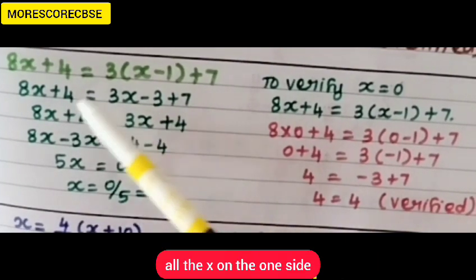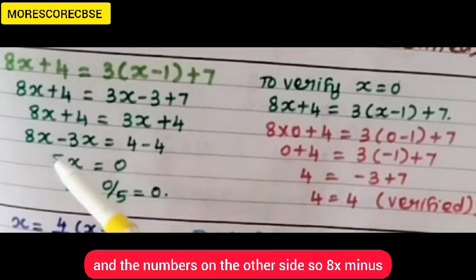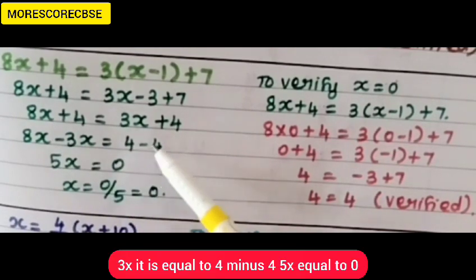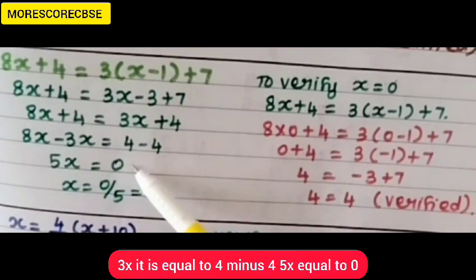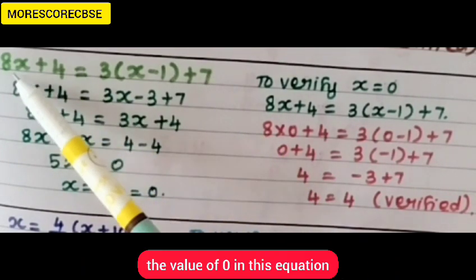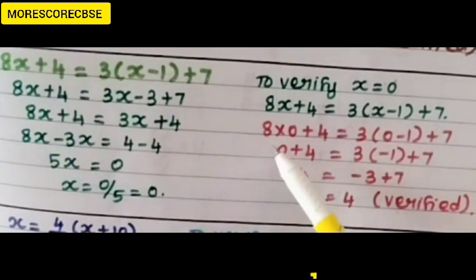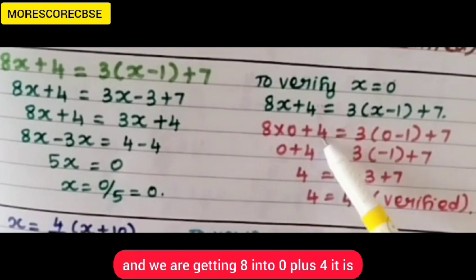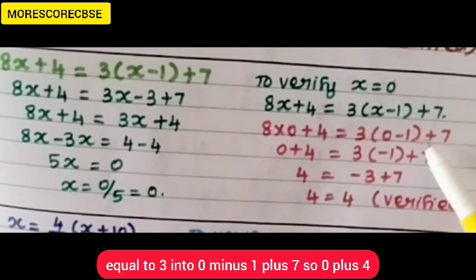We are going to bring all the x on one side and the numbers on the other side. So 8x - 3x = 4 - 4, 5x = 0, the value of x is 0. In order to verify this, we are going to substitute the value 0 in this equation, and we are getting 8 into 0 + 4 = 3(0 - 1) + 7.